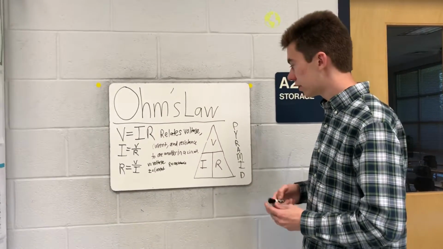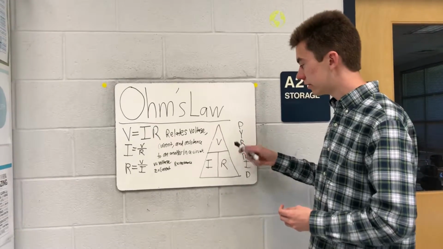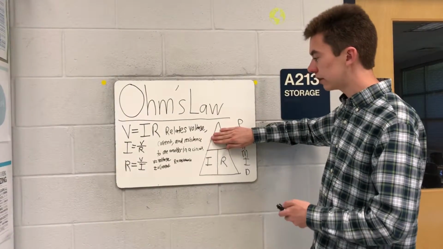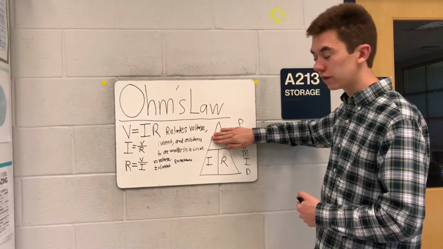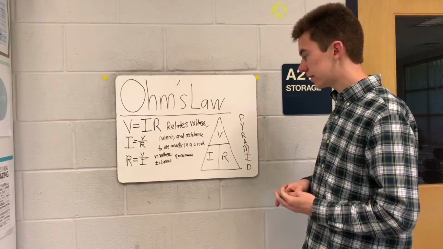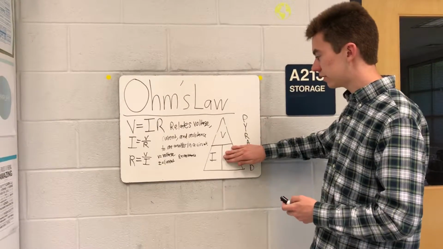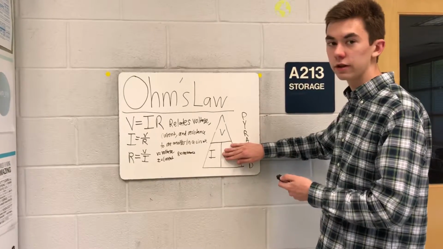equal to. So if you want to find what voltage is equal to, cover up voltage, and you can see that current times resistance is equal to voltage. If you want to find what resistance is equal to, cover up resistance, and you can see that it is equal to voltage over current.